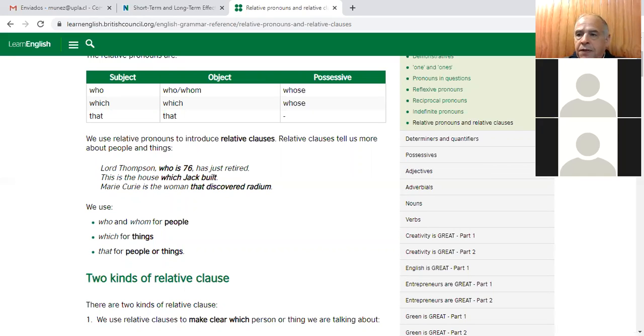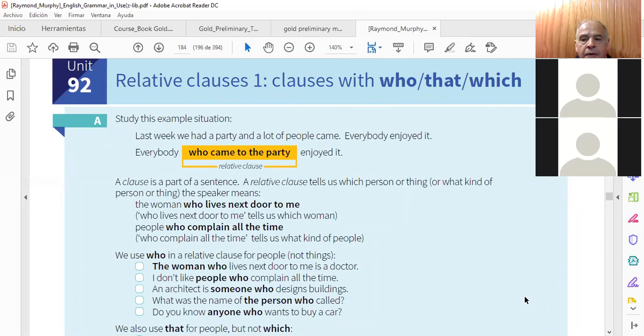I'm going to upload some other things. For example, here is the explanation of relative clauses, which are a little bit clearer in here. Who, that, and which. Danae, read this, please. Study this example situation. I'm not sharing, new share. This one. Now? Ahora sí.